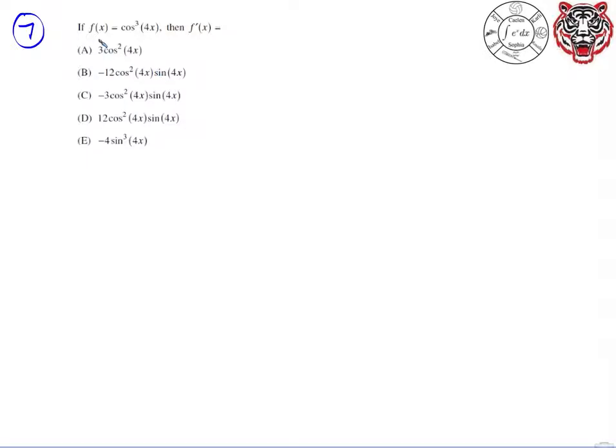All right, so we have our function. It's equal to this guy. Remember that cosine cubed of 4x can be rewritten as what? Cosine 4x, cubed. Exactly. That's the right way to think about this.